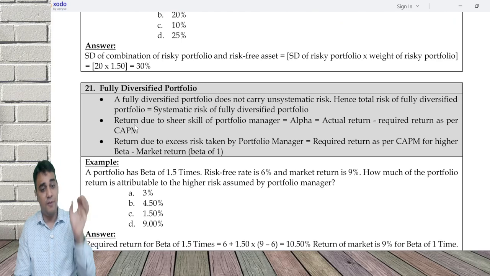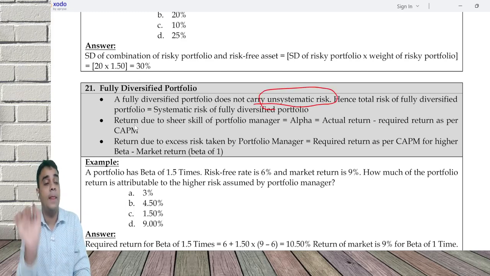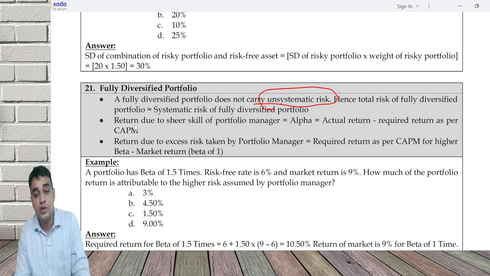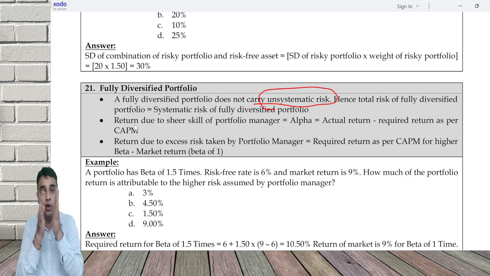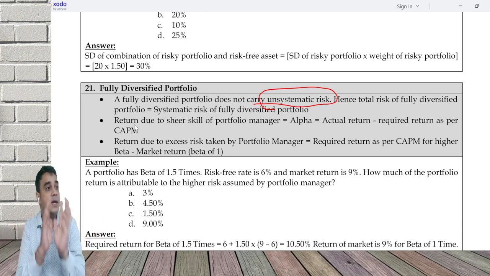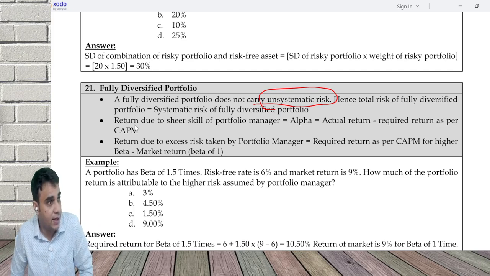Next. Fully diversified portfolio. I'll go back to problems in 2-3 minutes. A fully diversified portfolio does not carry unsystematic risk. So for a fully diversified portfolio, total risk is equal to systematic risk of the portfolio. There's a left side, there's a right side, and there's another formula. But it is equal to only the systematic risk.